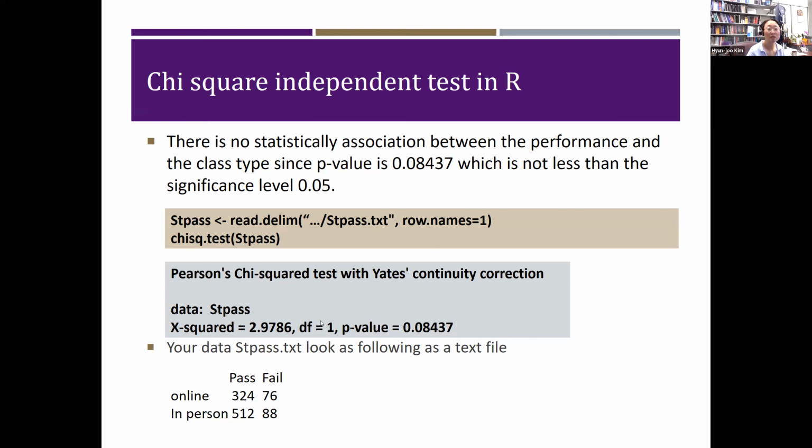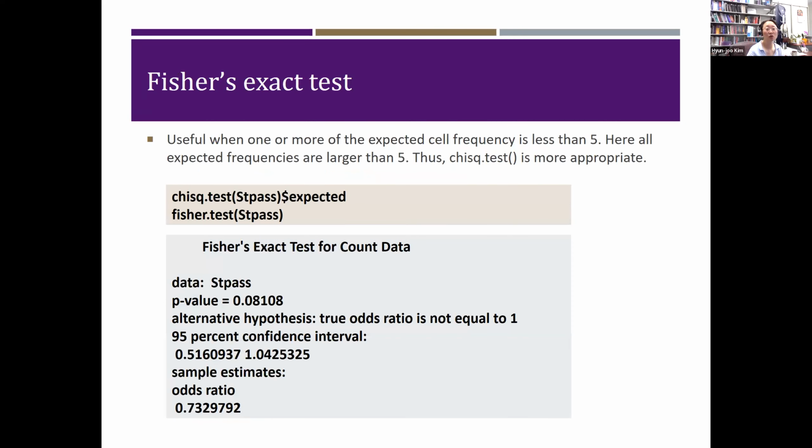There is no statistically significant difference in passing rate, their performance, between the online and in-person basic statistics course, since the p-value is 0.08437, which is not less than the significance level, 0.05. So those two numbers that we talked about were not statistically significantly different, even though one number is slightly higher than the other number.